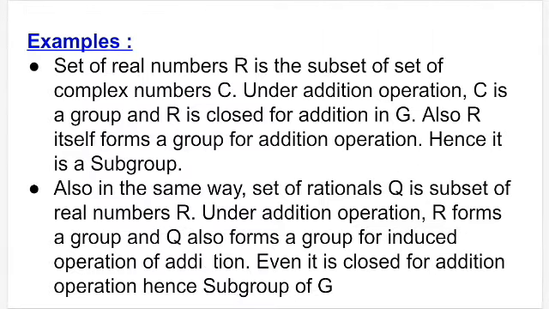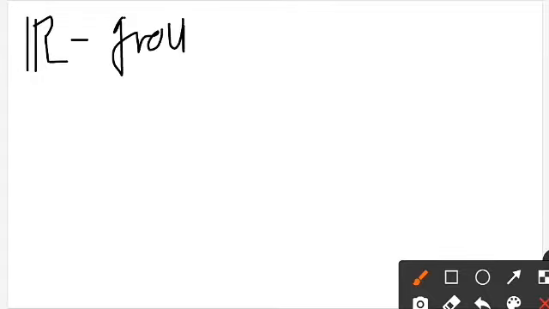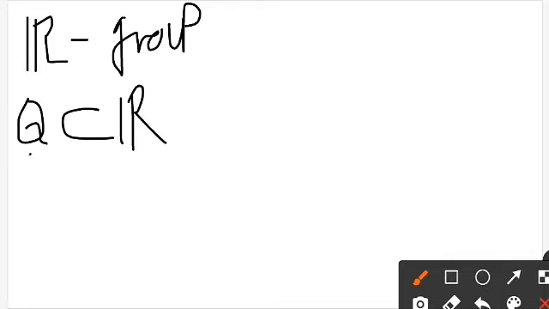Okay, let's go next. Also, in the same way, the set of rational numbers Q is a subset of real numbers R. Under addition operation, R forms a group and Q also forms a group for the induced operation of addition. It is even closed for addition operation, hence a subgroup. In this case, we are saying that R is the set of real numbers and it is a group. We are considering it as a group, and we know that Q is a subset of R and Q is non-empty.